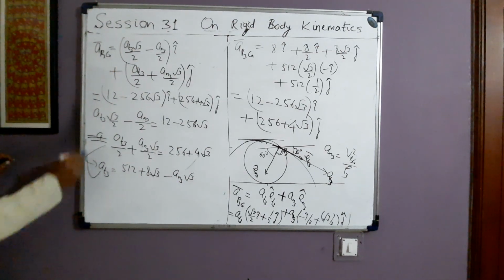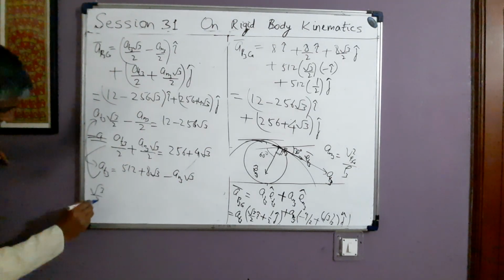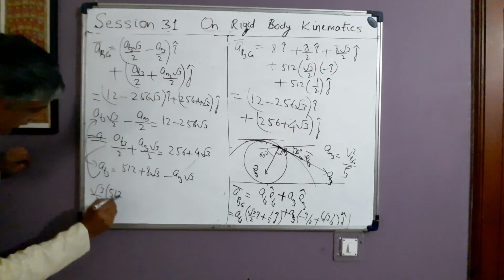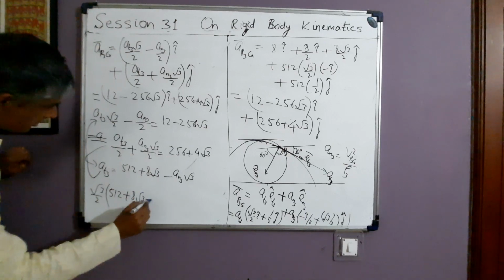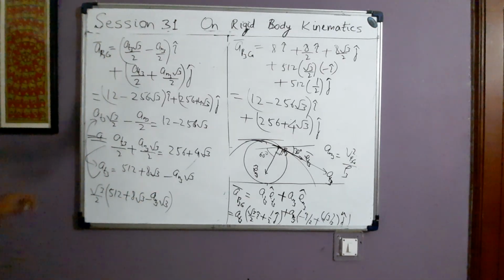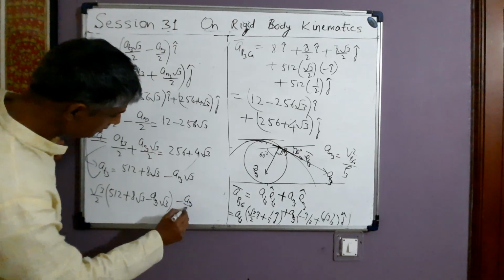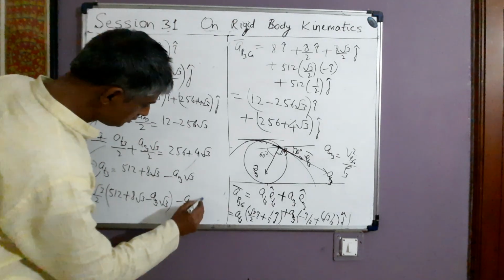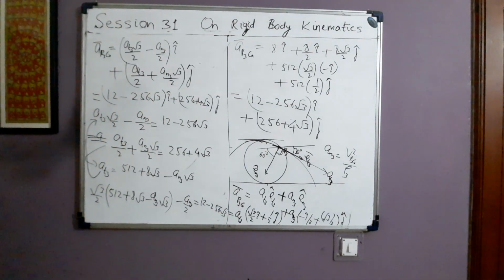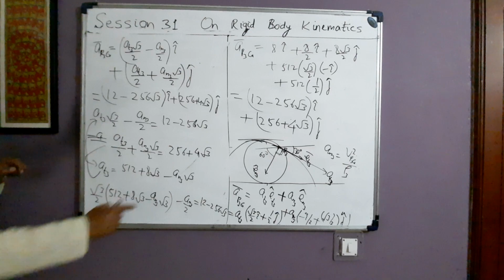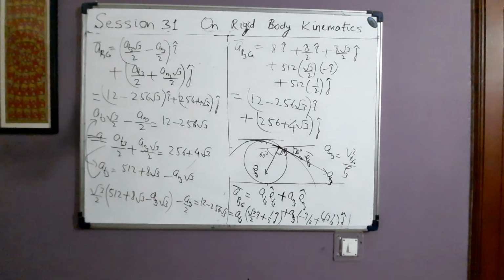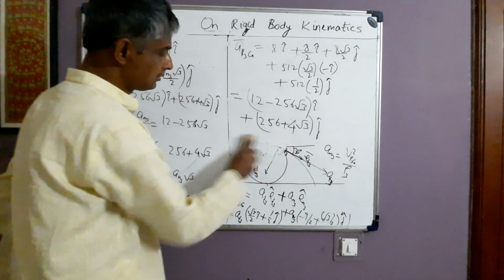Now this a_P3 is substituted in this equation. Root 3 into a_P3, 512 minus a_N3 root 3, minus a_N3 by 2, equals 12 minus 256 root 3. Fine. So from this we get a_N3.